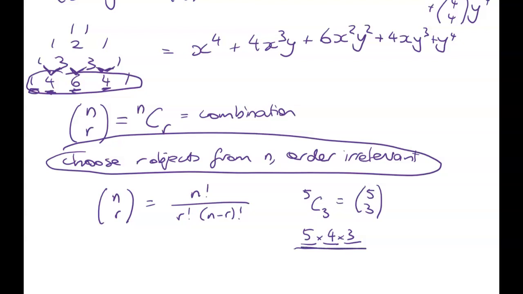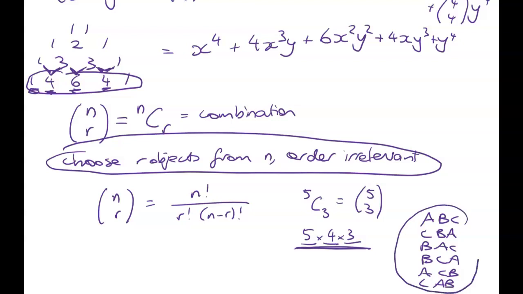But because we don't care about the order, if I have A, B, C, that's the same as having C, B, A, or B, A, C, or B, C, A, or A, C, B, or C, A, B. So for every set of 3 letters, there are 6 doubles. So we have to divide this answer by 6.